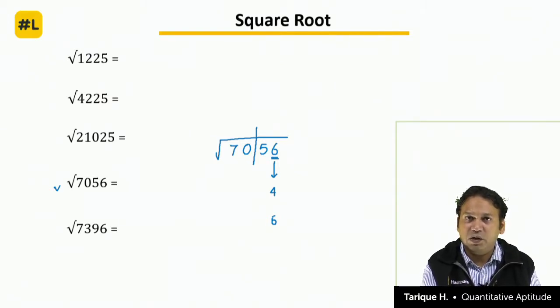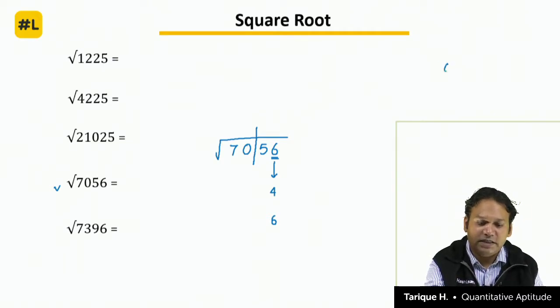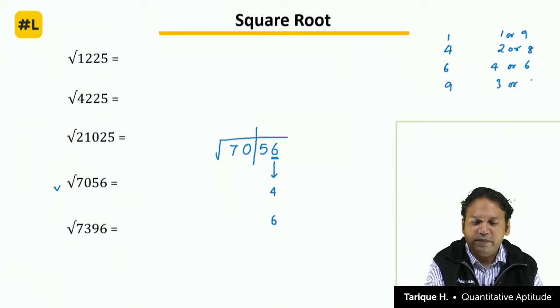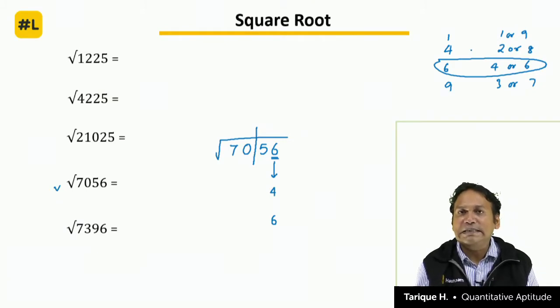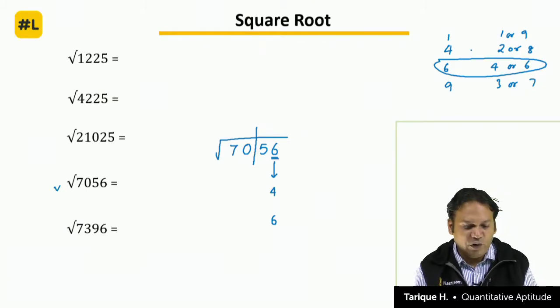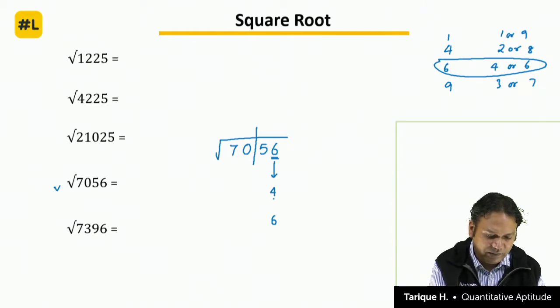Now if you recall the table discussed earlier, if the square is ending in 6, then the square root ends in 4 or 6, right? For example, 1 or 9. So this should be completely in your mind. 4, 2 or 8, clear? 9, 3 or 7. So for 6, the rule is that the square is ending in 6, the square root ends in 4 or 6. So that is our first step, either 4 or 6.